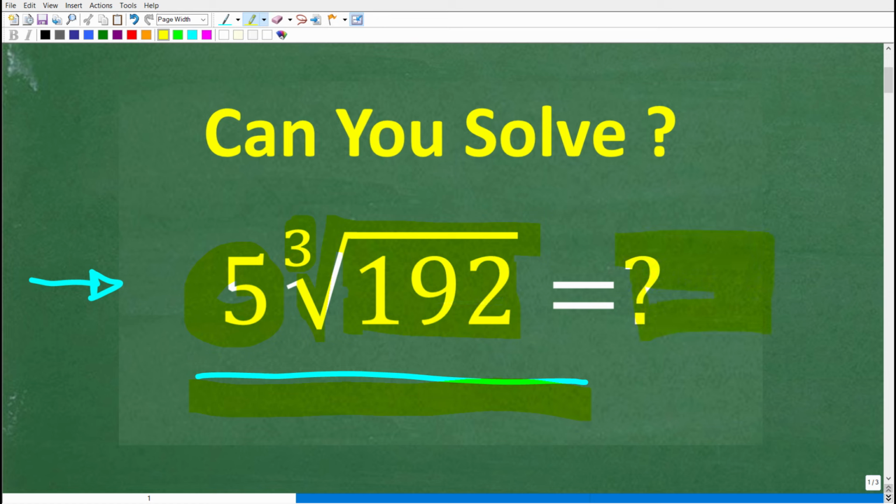Again, we're not going to be using our calculators. But if you think you have the answer, go ahead and put that into the comment section. I'll show you the correct solution in just 1 second. Then, of course, I'm going to fully explain how to solve this problem.